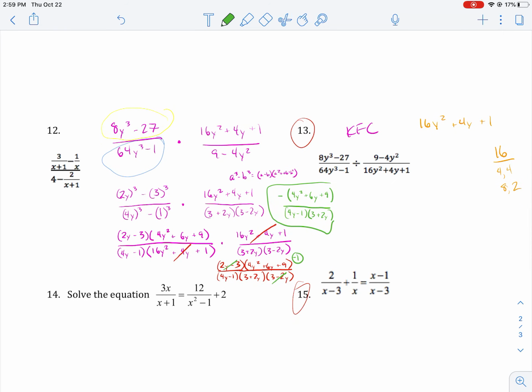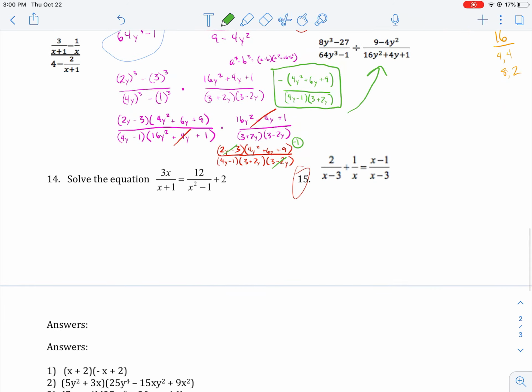Okay, our answer for this one. Draw it in there a little better. Okay, let's look at number 15, and we'll call it a day.